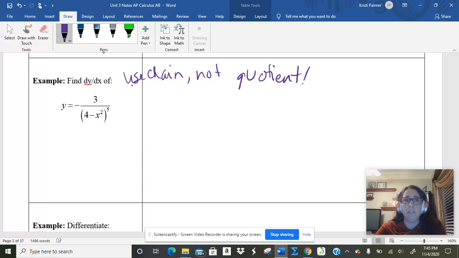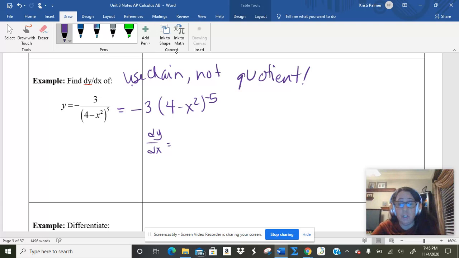Okay, so this is so much easier. So how can we rewrite this? That's negative 3 times 4 minus x squared to the negative 5. So that's just rewriting my y. And now I can see where chain rule is going to be so much easier than trying to do that low d high minus high d low all over low low. And even when we take the derivative of low, we've got a chain. So we might as well just turn it into this one chain derivative and not have to do multiple things. So here I'm going to take the derivative of the outside, leave the inside alone, times the derivative of the inside.